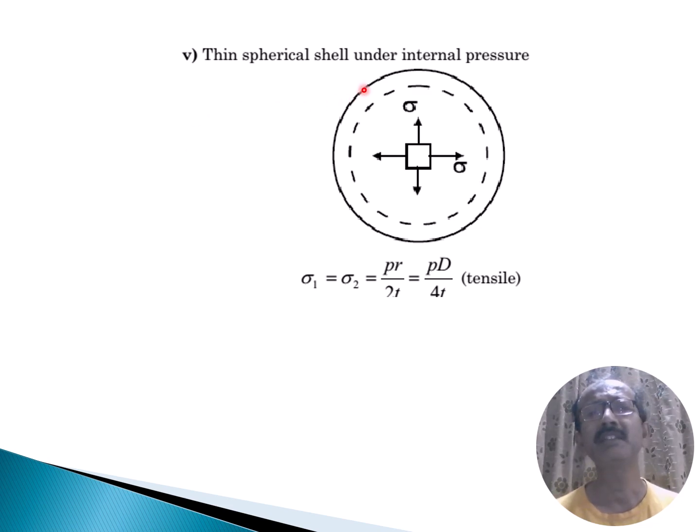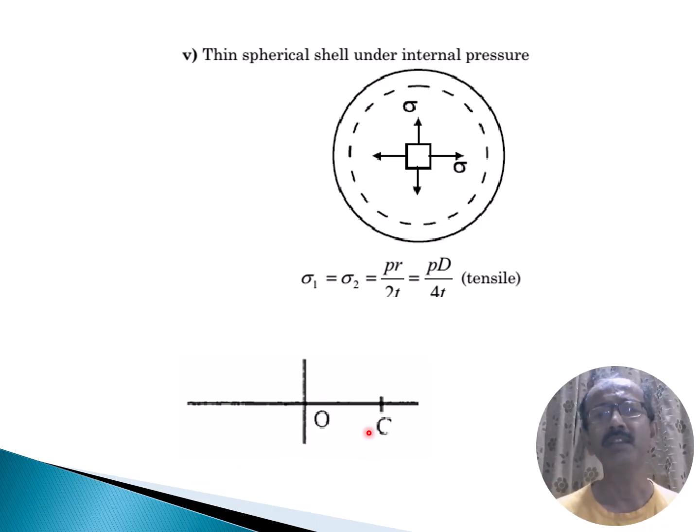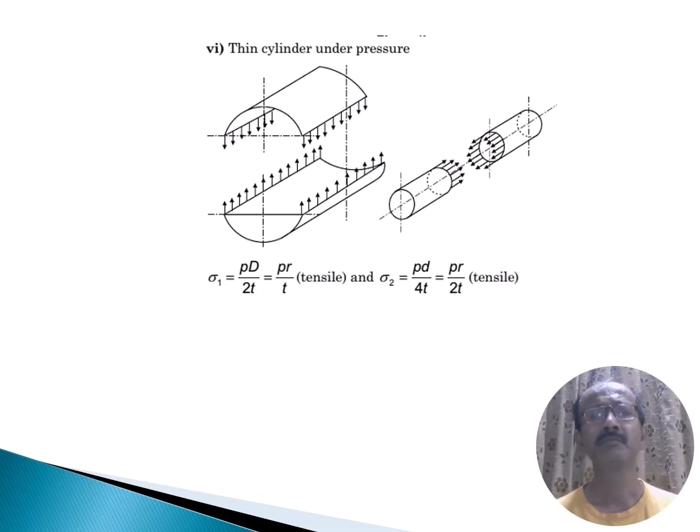A thin spherical shell under internal pressure. So there is only sigma in all directions. So here sigma 1 equals sigma 2 equals PR by 2t, and that is PD by 4t, in terms of tensile stress. So this is called the hoop stress. In this case, the diagram should be like this, it is only a point.